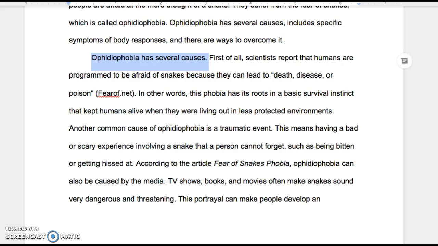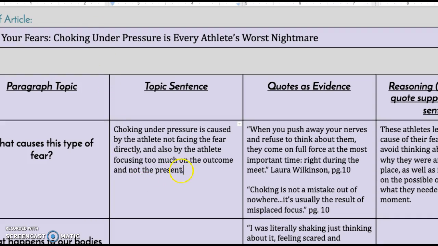And that is a pretty simple topic sentence or a claim, and that's a really good one to use. So what I tried to do was model my example after that. I said, choking under pressure is caused by the athlete not facing the fear directly, and also by the athlete focusing too much on the outcome and not the present. If I wanted to keep it really, really simple, it's also okay if I just said, choking under pressure has 2 main causes. That's a really simple topic sentence. Either of those will work.